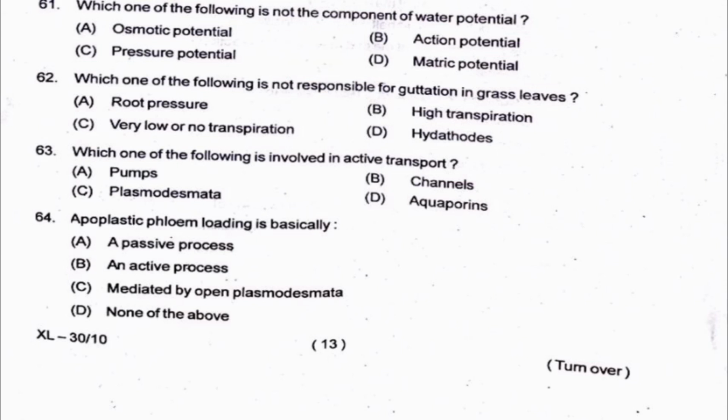Next, question number 62. Which one of the following is not responsible for the guttation in grass leaves? So, guttation is the loss of water in the liquid state from the uninjured part or usually from the tip and margin of the leaves, and it occurs through hydathodes, and guttation also depends upon the root pressure, and it occurs during night or early in the morning when there is high atmospheric humidity and transpiration is less. So, here the correct answer is option B, high transpiration, which is not responsible for the guttation in grass leaves.